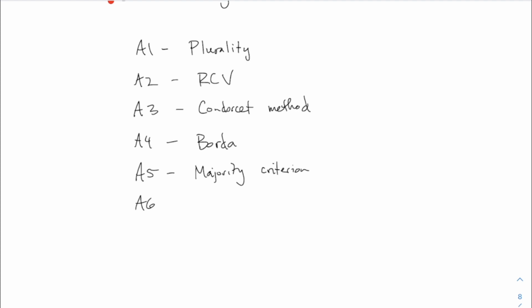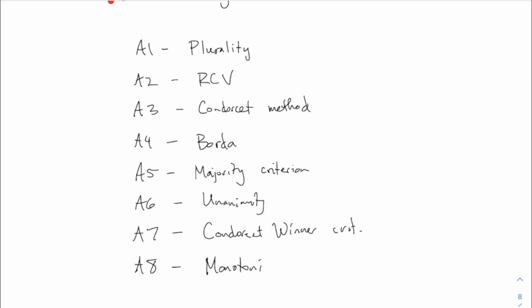A6 was the unanimity. A7 was the Condorcet winner criterion. And then A8, that'll be the last thing. That's the monotonicity. Now, I know we just covered this today. Ordinarily, I wouldn't make you do something that we just covered on a test on the next class, but I figured there's no penalty if you get it wrong, so I might as well give you a chance to do it right this week for the monotonicity.